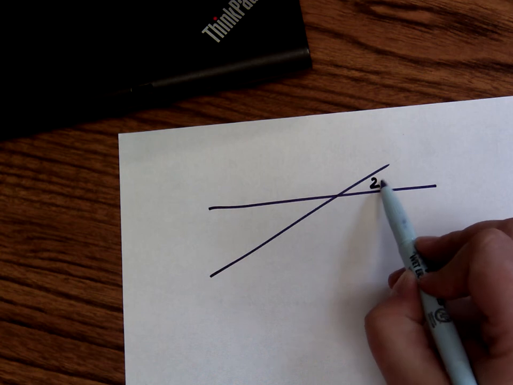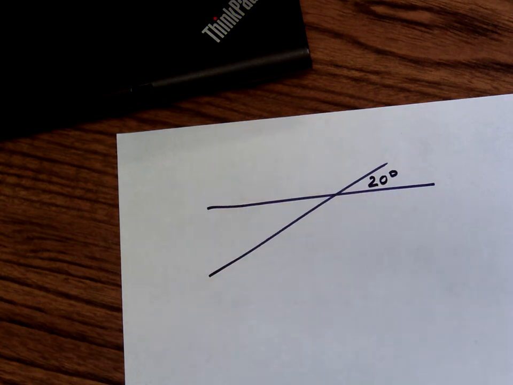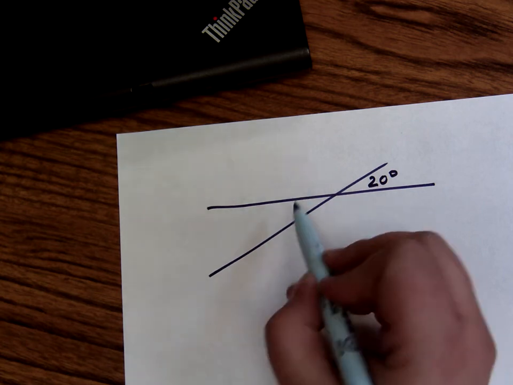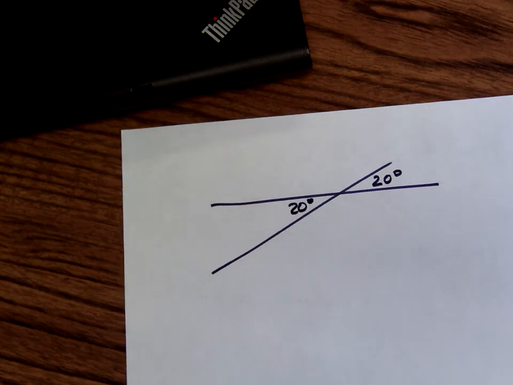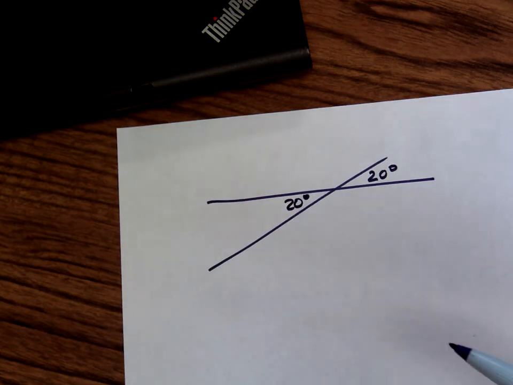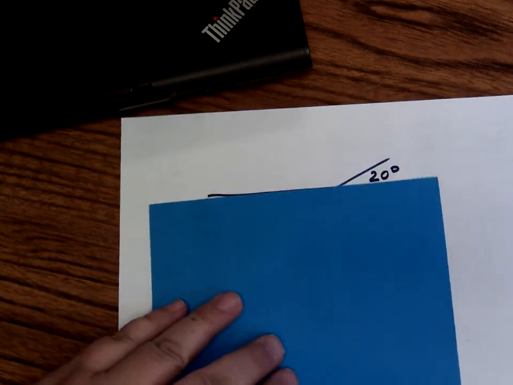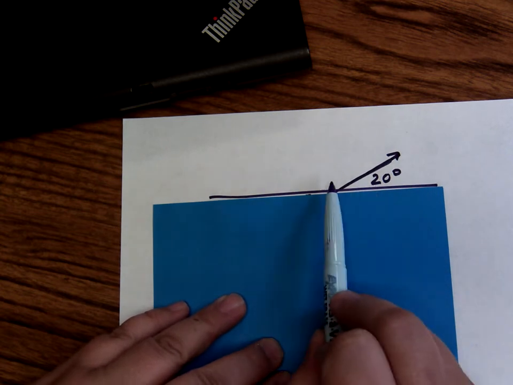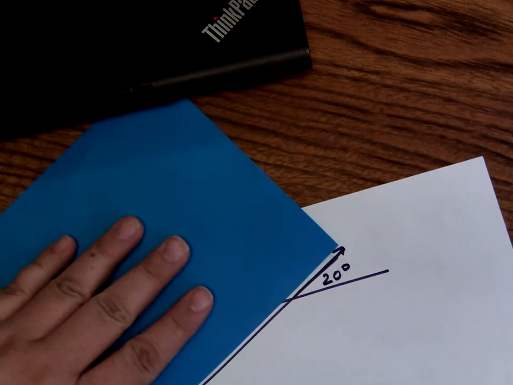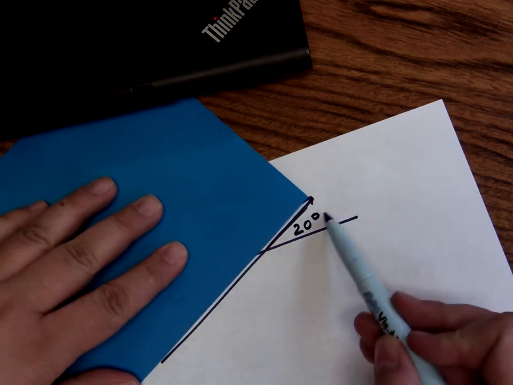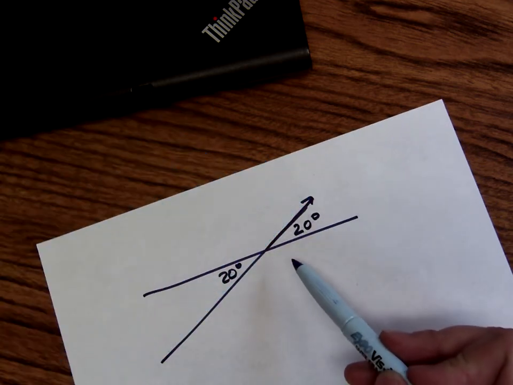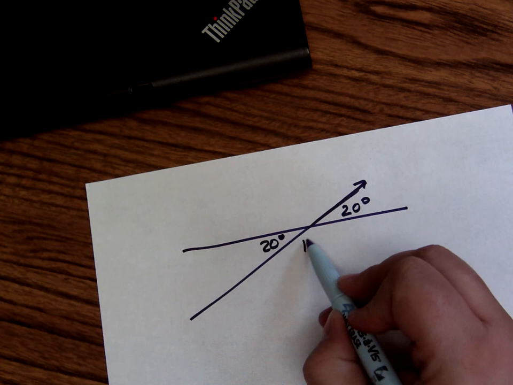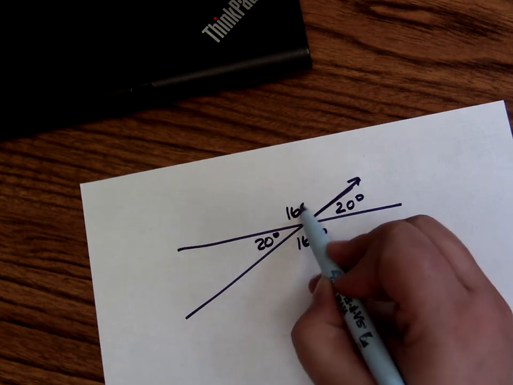All I have to know is one of them, and I know all of them. Let's say I know that this is 20 degrees. Well, then the 20-degree angle has a vertical angle pair with this one right here, so this is also 20 degrees. And then any two angles next to each other form a linear pair. Because we have a straight line and then a ray between them, these two are a linear pair, or these two are a linear pair. A linear pair is always supplementary, meaning they always add to 180. So 180 minus 20 gives me 160, and this is 160 also.